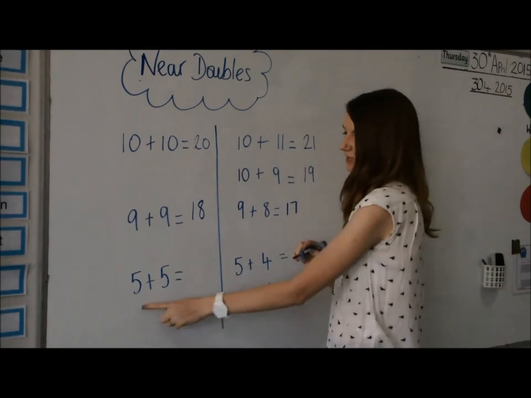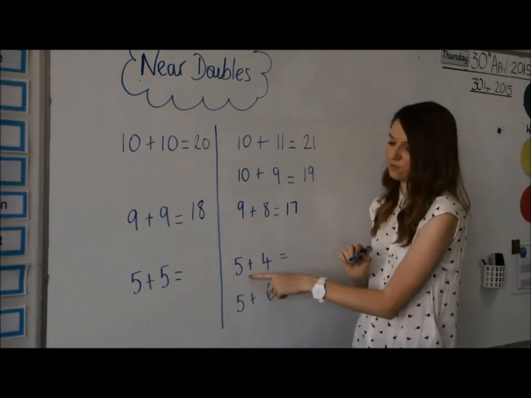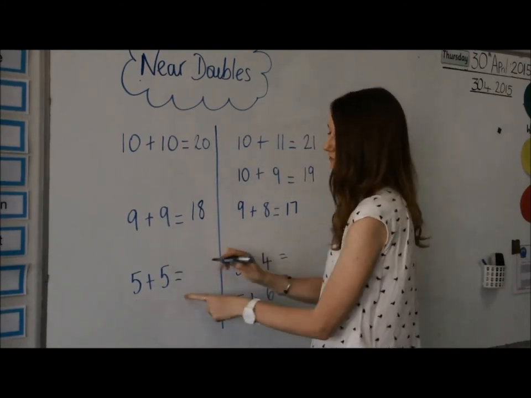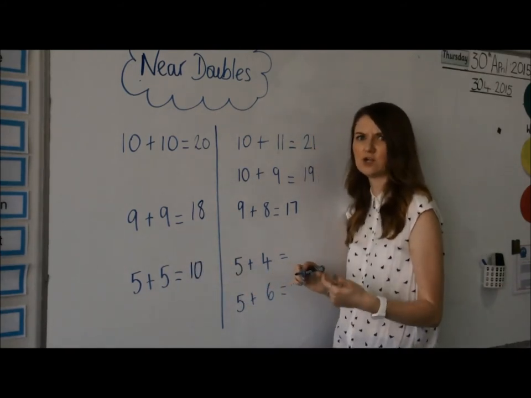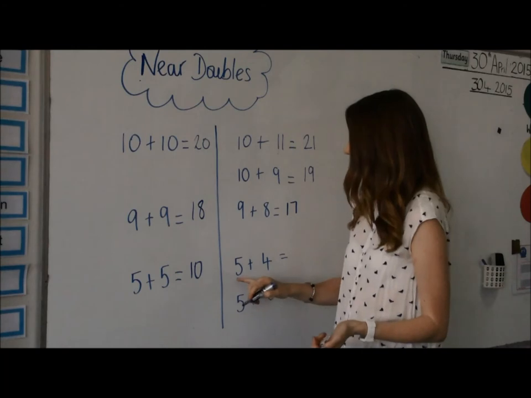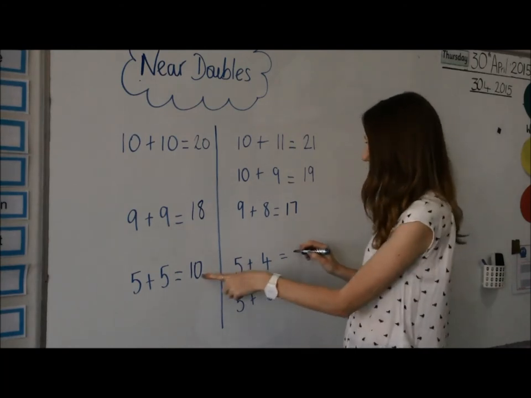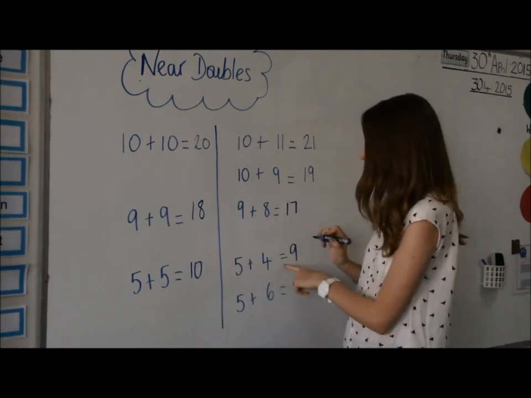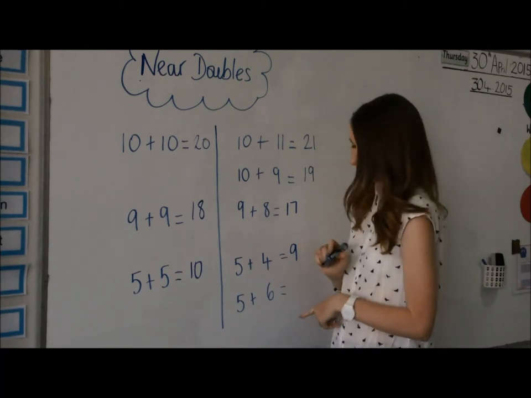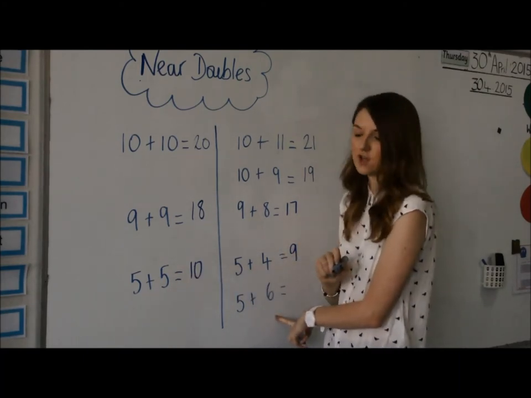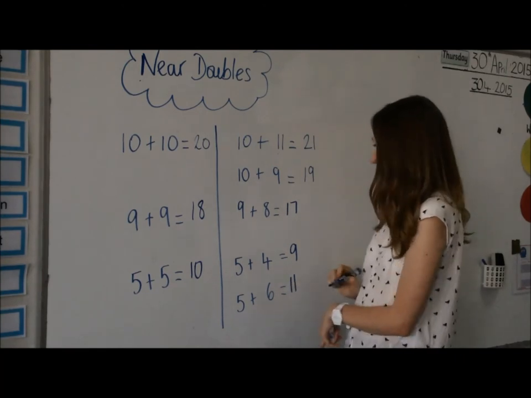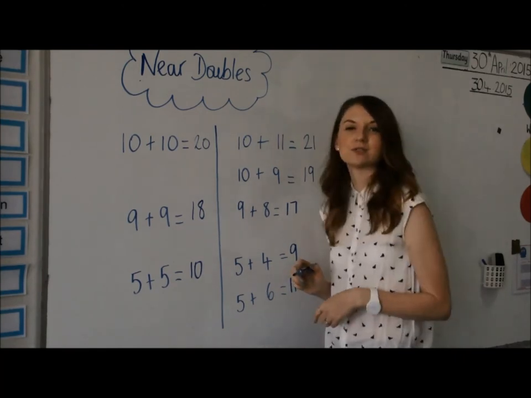17. Again, 5 plus 5, over here we've got 5 plus 4. So they know 5 plus 5 equals 10, and a lot of children will pick up doubles facts really quickly if they practice them. So 5 plus 4, 4 is 1 less, so I subtract 1 from the 10, so my answer, 5 plus 4 equals 9. 5 plus 6, so it's 1 more than 5 plus 5, so I add on 1, would be 11. 5 plus 6 equals 11.